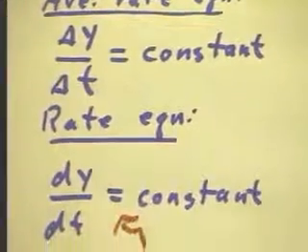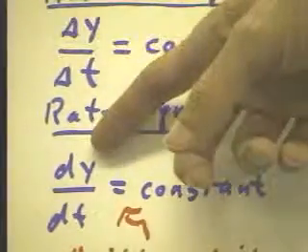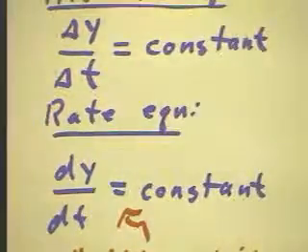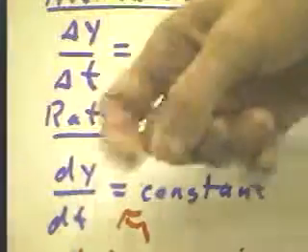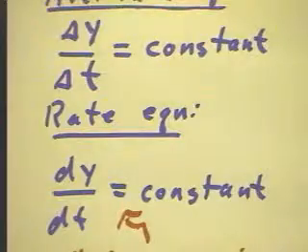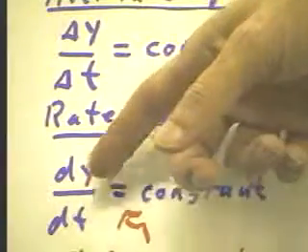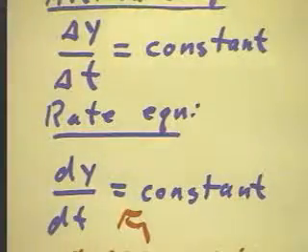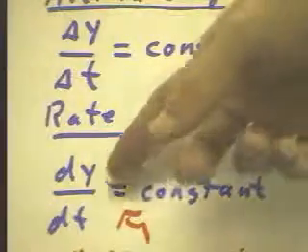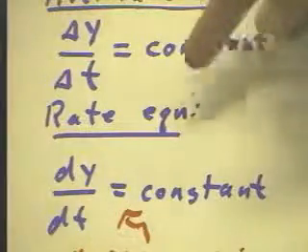The rate equation is written dy over dt equals constant. Instead of using deltas, we use d's. And this is regarded as giving us the instantaneous rate of change at any point, as opposed to an average between 2 points, the absolute instantaneous rate at any given point. And of course, for a linear function, that's still always going to be constant. So for future information, we call this dy over dt equals constant, the rate equation.